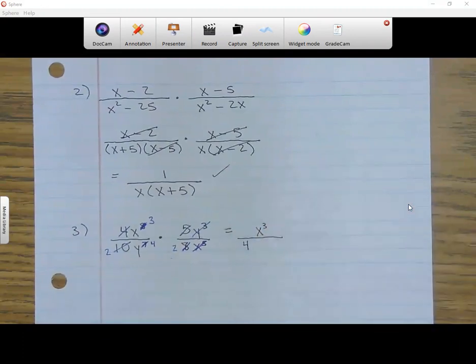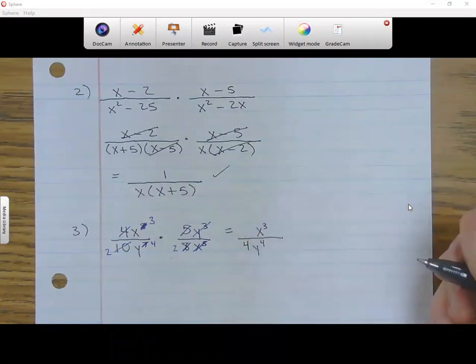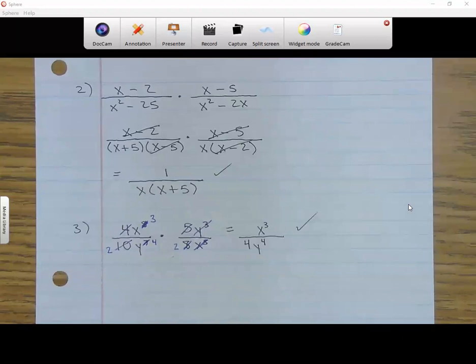And how many y's do I have left at the bottom? I have 4 y's, so that's going to be y to the 4th. And I think that's it on the bottom, right? So we're done. That's number 3. Okay, so no factoring involved right there.